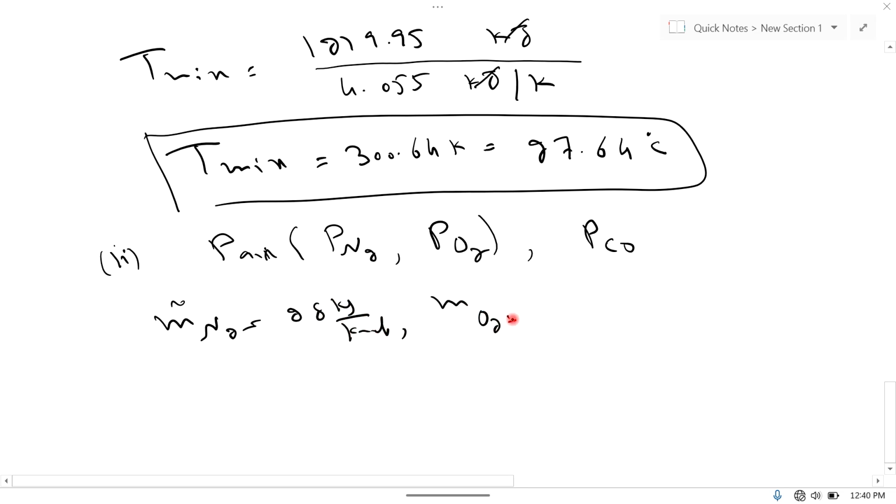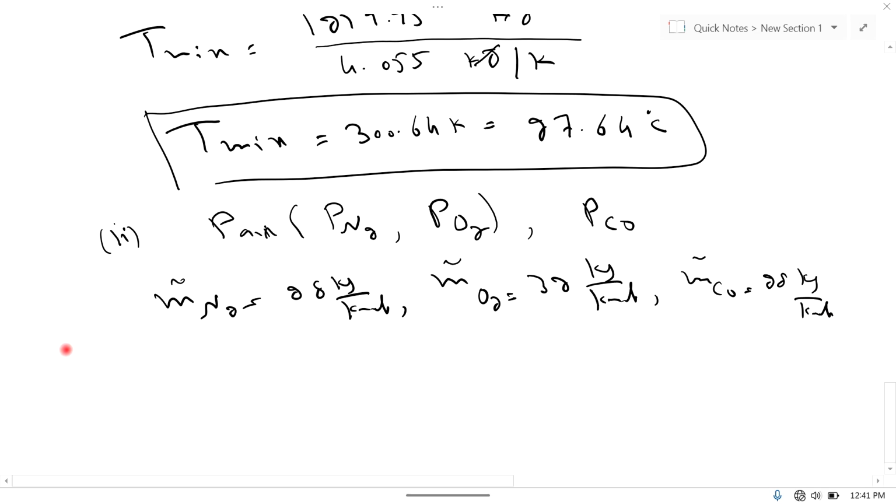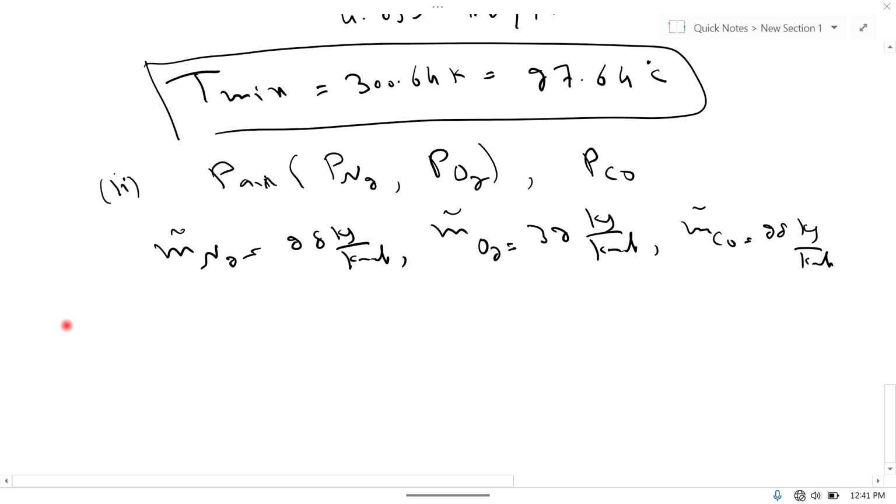Molar mass of oxygen is equal to 32 kilogram per kilomole, and molar mass of carbon monoxide is 28 kilogram per kilomole. Now we have to find the partial number of moles of all these. So number of mole of carbon monoxide is equal to mass of carbon monoxide divided by molar mass of carbon monoxide.